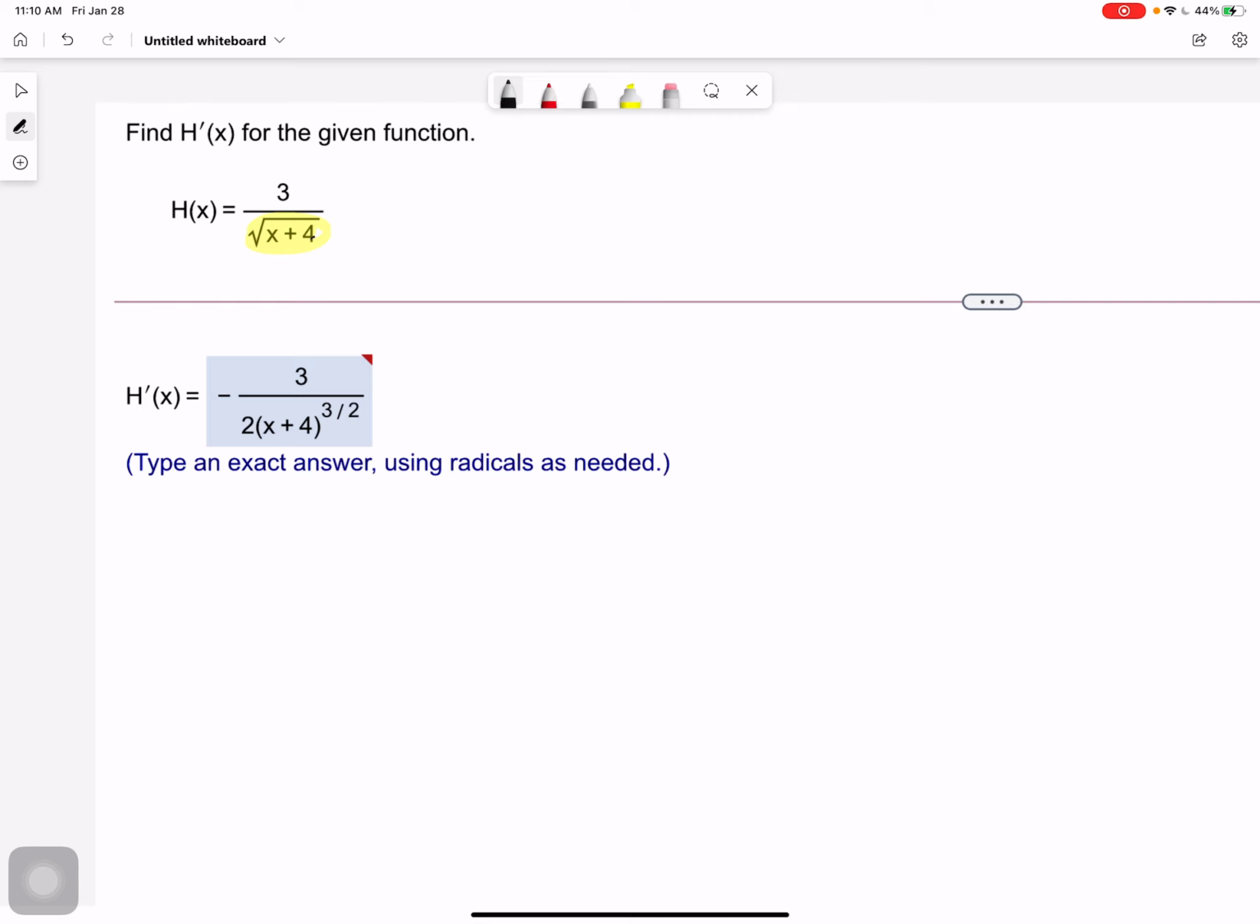So to use that power rule, I'm going to choose to rewrite this function h of x so that it's 3 over x plus 4 to the 1/2 power. So that's how I like for our functions to be written.